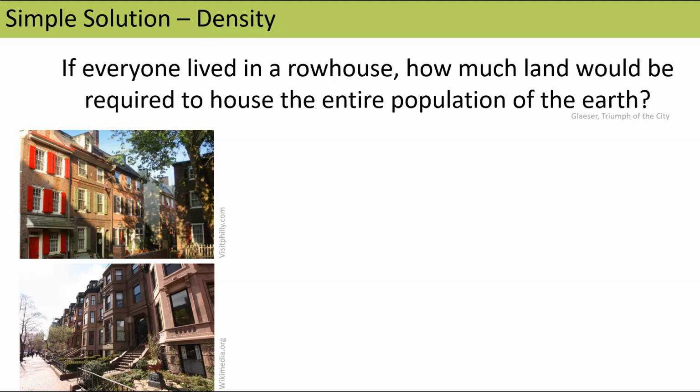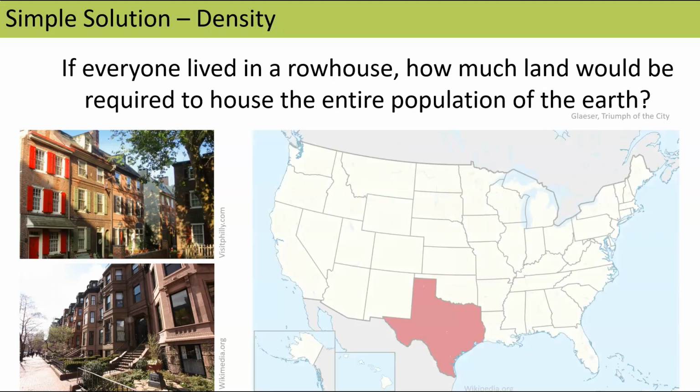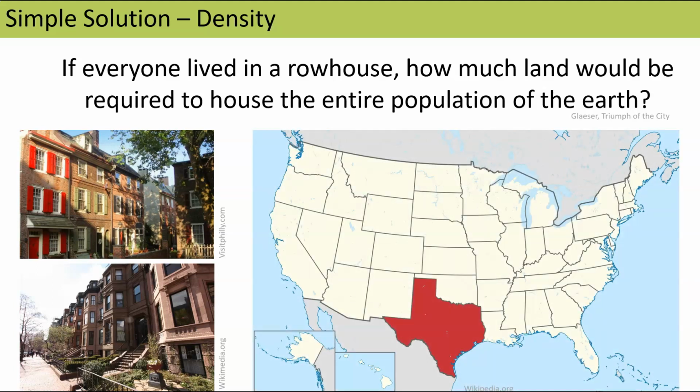And then another fun question. If everyone lived in a row house, how much land would be required to house the entire population of Earth? Little animation to drive home the point. Texas. Again, this doesn't include other things people need. It only includes houses. But if everyone lived in a row house, think of how much we could do with the rest of the Earth. It'd be quite amazing.